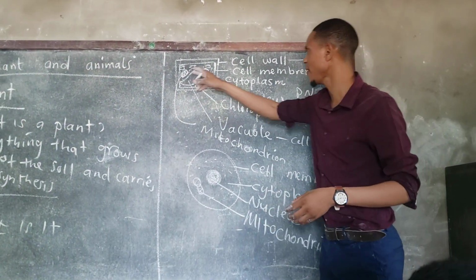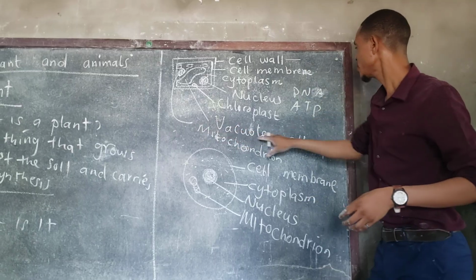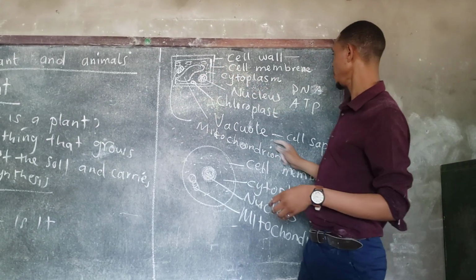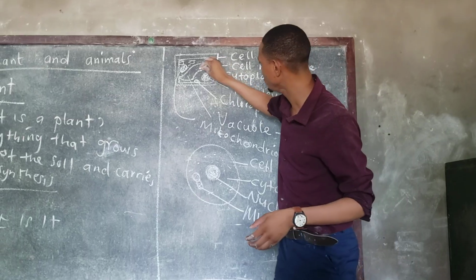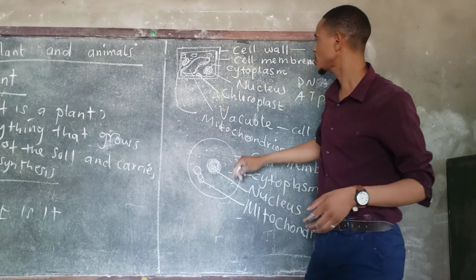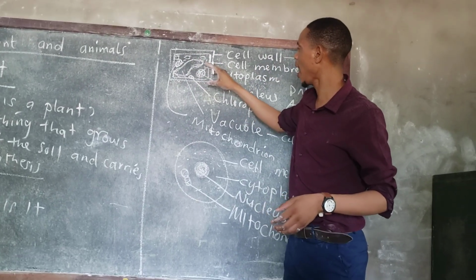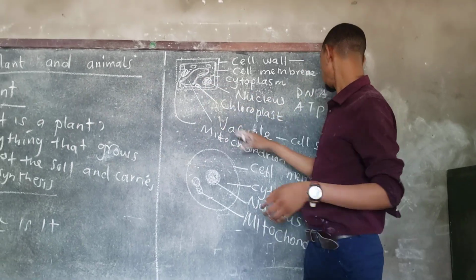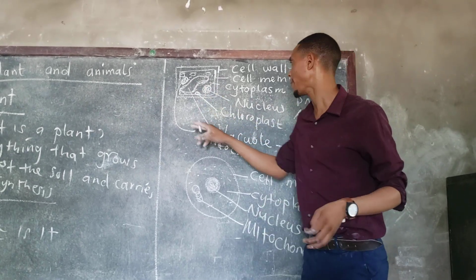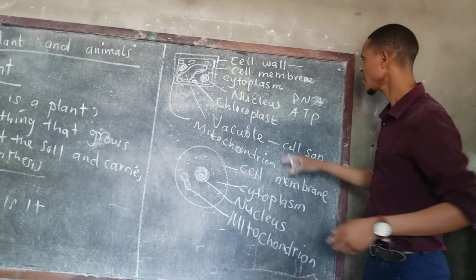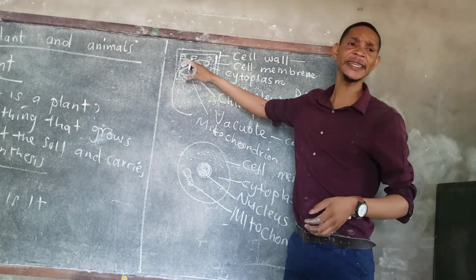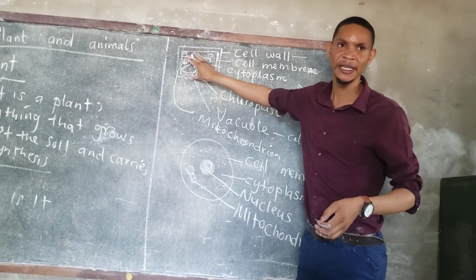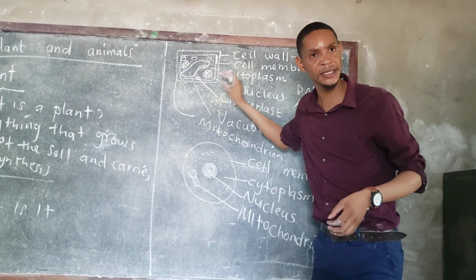Then the vacuole stores cell sap. There's a fluid there, and the vacuole is made up of a membrane. This membrane is important because it also gives shape to the vacuole. Then we have mitochondria. A mitochondrion is a sausage-like structure that gives energy for the efficient work of the cell.